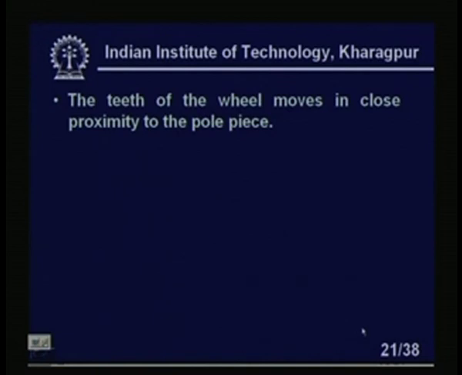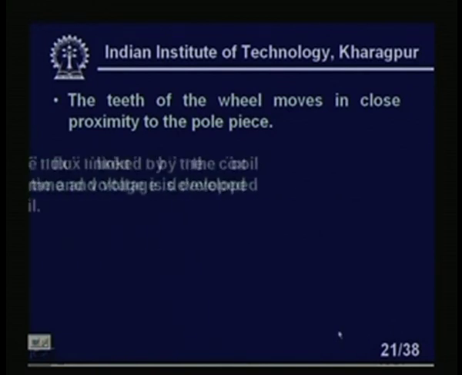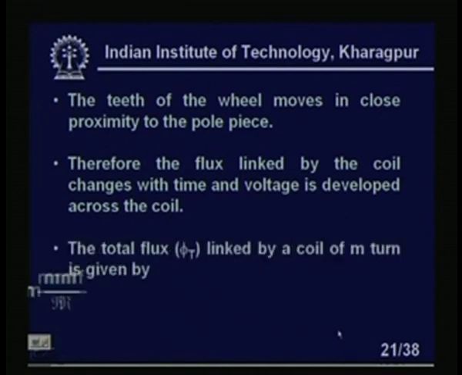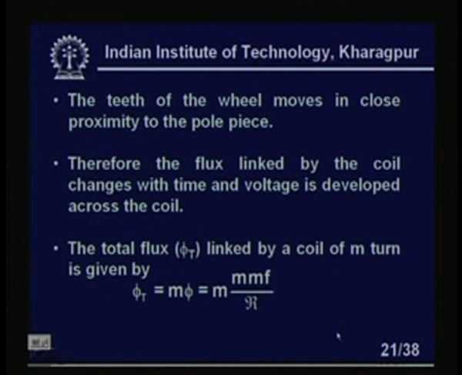So, the teeth of the wheel move in close proximity to the pole piece, as I told you. Therefore, the flux linked by the coil changes with time and a voltage is developed across the coil. The total flux phi subscript T linked by a coil of m turns is given by phi T equal to m phi, that is m times MMF divided by R. R is the reluctance, and the number of turns of the coil is m. So, it will be given by m into MMF by R.